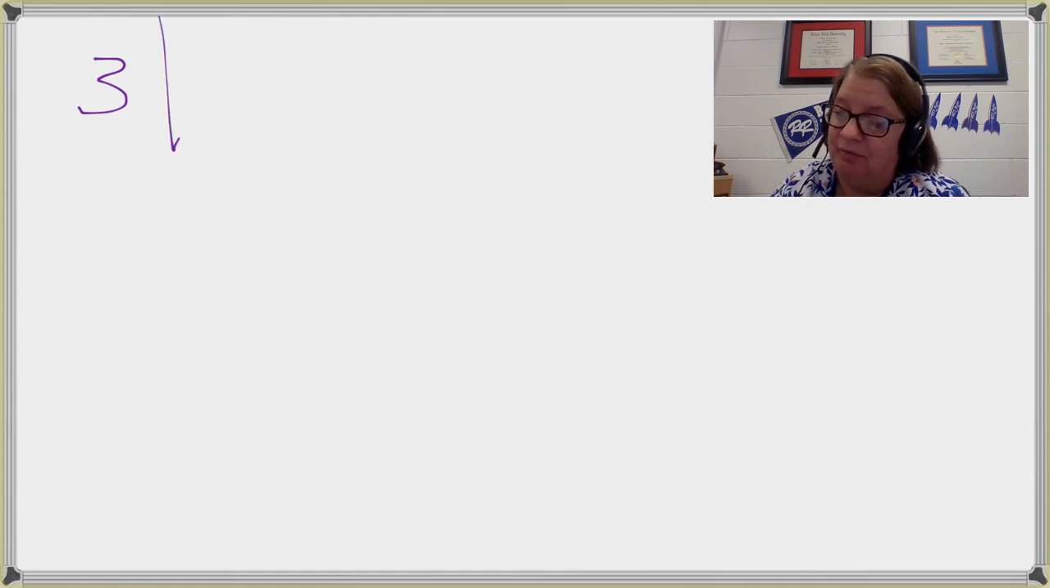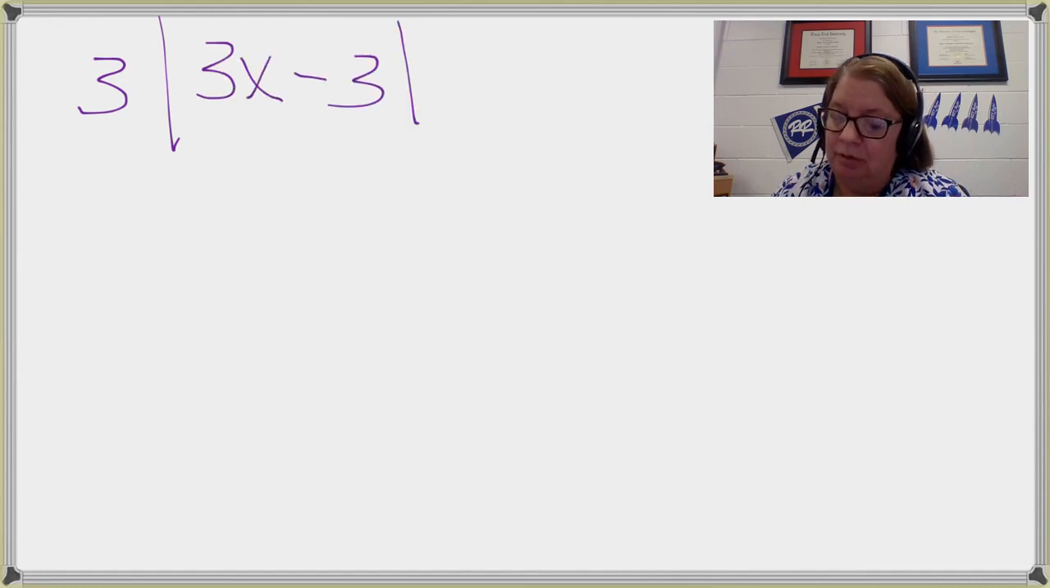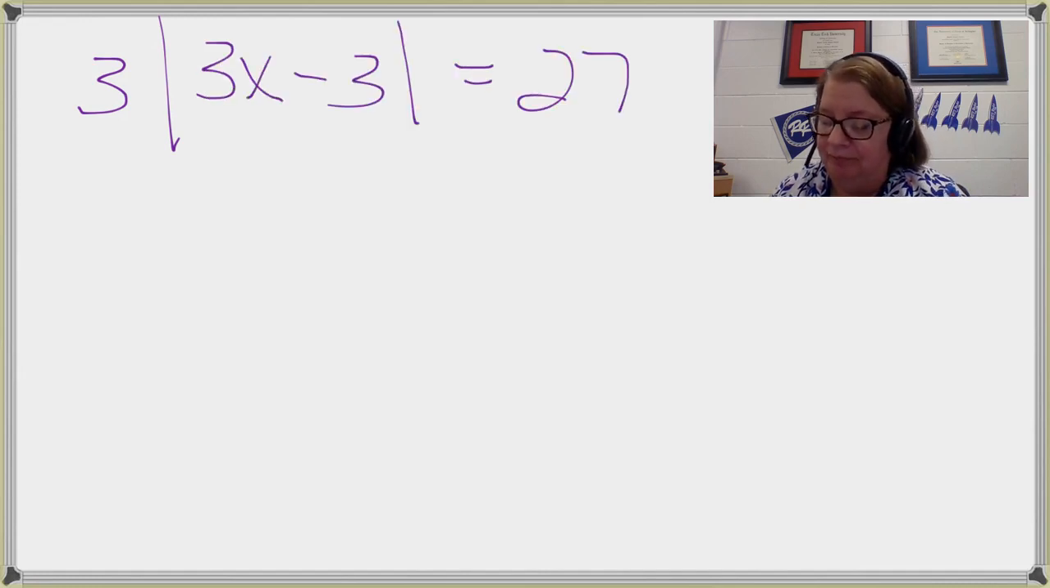Now, the next one is this one. Sometimes there's more steps. So we might have 3 times the absolute value of 3x minus 3 equals 27. The first thing you want to do here is to isolate the absolute value.